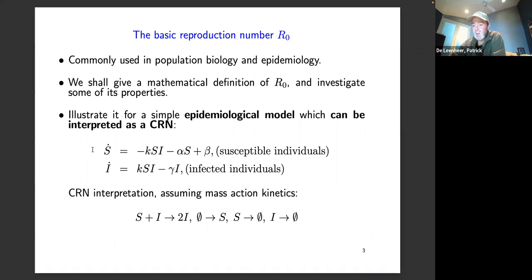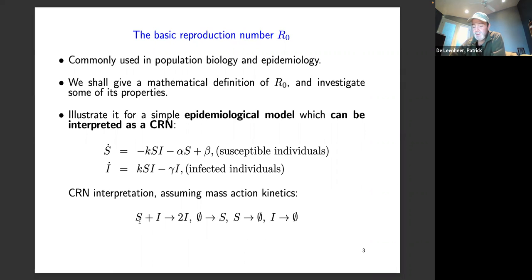It's an SI model. S stands for susceptible individuals and I for infected ones. And so you have these differential equations. You see a mass action term here. We'll talk more about this model, so it's not that important, but let me just summarize what the chemical reaction network would be, assuming mass action kinetics for this set of equations.